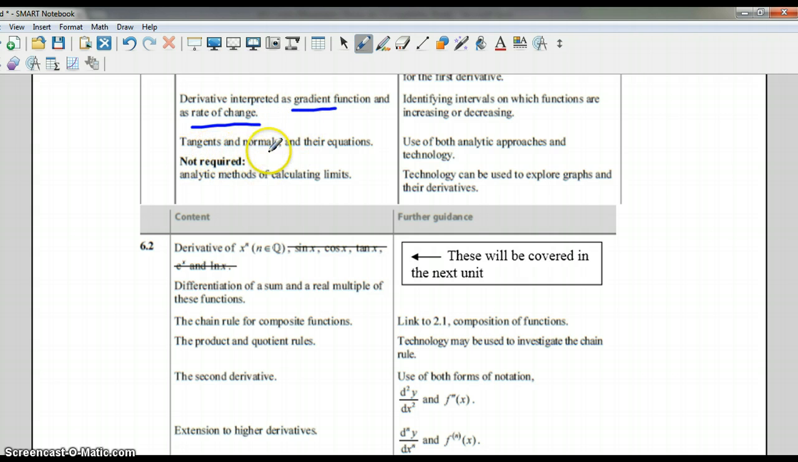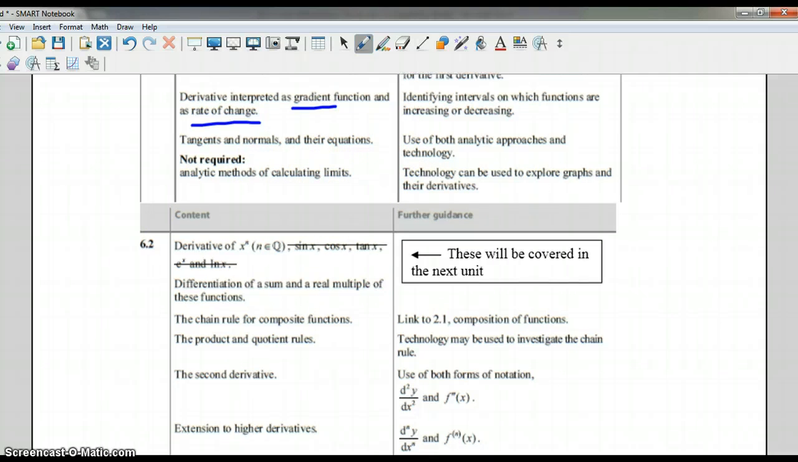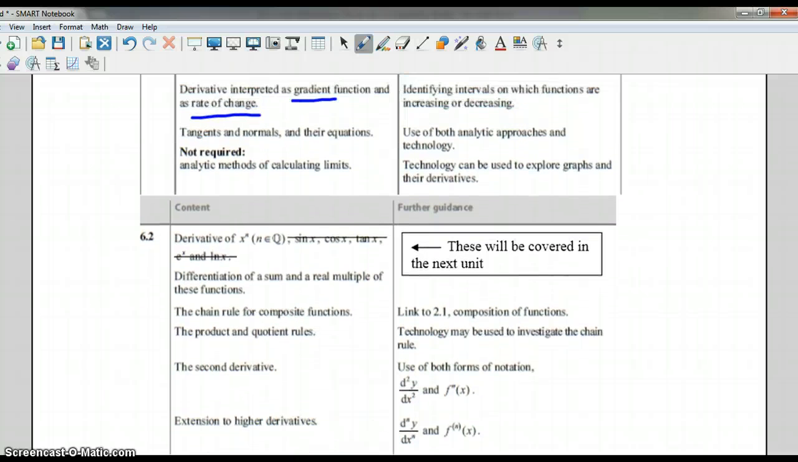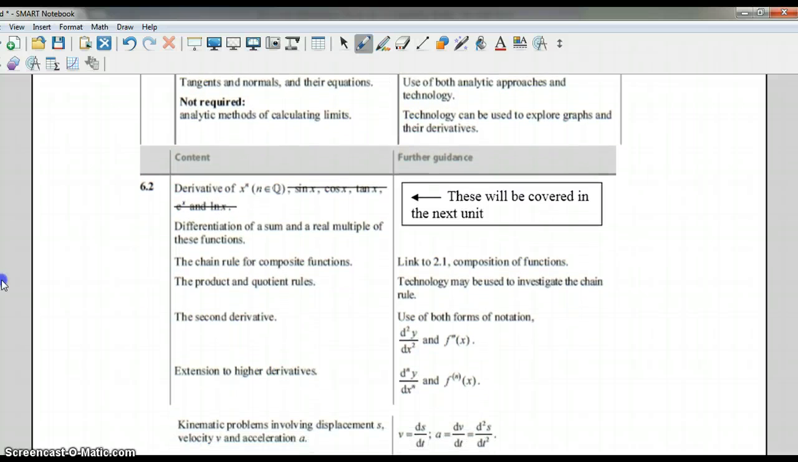We then went into tangents and normals and finding the equations, and there are different ways to actually approach those 2 different types of equations. We've got a couple of different questions for you in the review to remind you of that.